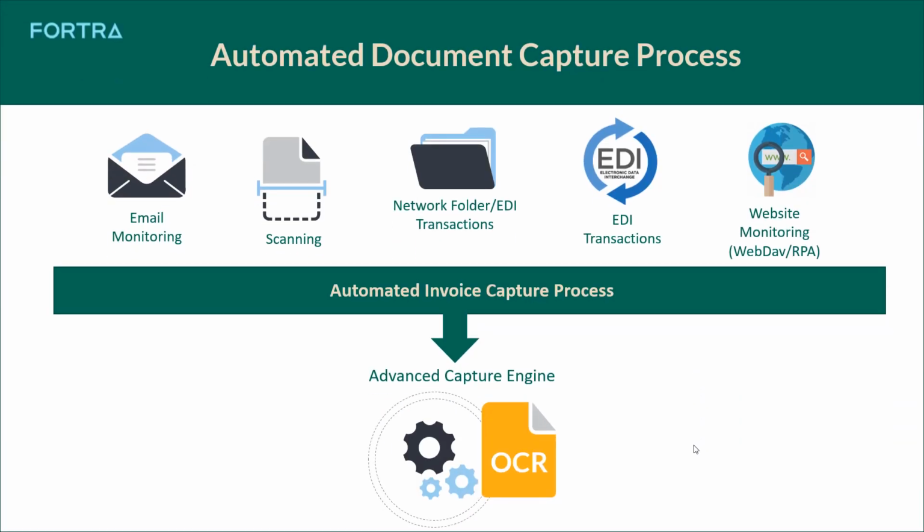Now the process does start with automated capture. So being able to automate the capture process, however those documents are coming into the organization, whether they're still coming in paper, or by monitoring an email account or email accounts. We can monitor network folders for transactions. We can also look for EDI transactions, and if you don't have an EDI process today, we can actually facilitate the EDI process. So all your processing and business rules are completed through the same entire process. And like I said, we do have an extra module you can add on, our RPA module, for website monitoring capability to monitor some of those different sites.